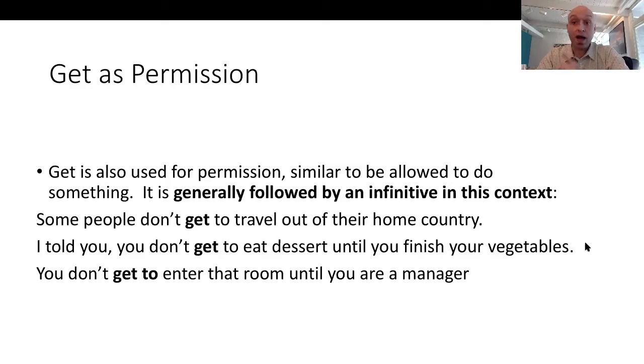Também pensa nos pais. Os pais, não, não, não. You don't get to eat dessert until you finish your vegetables. Eu ia falar legumes. Qualquer mãe, pai fala, não, não, não. Não pode comer a sobremesa até você terminar seus legumes. You don't get to. E isso é dando permissão.